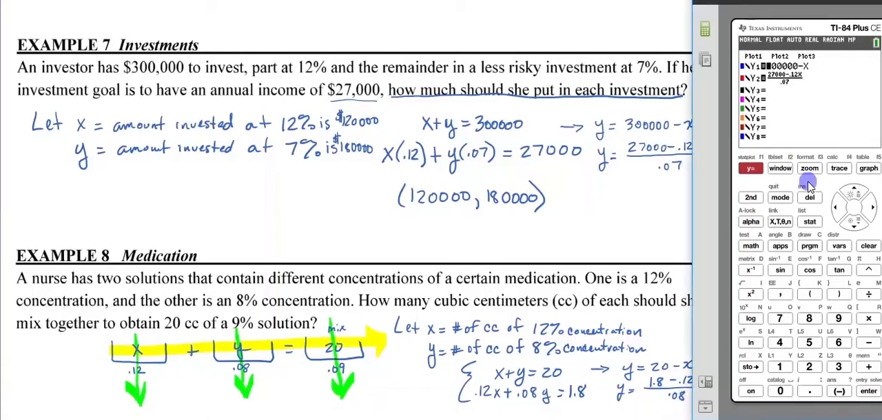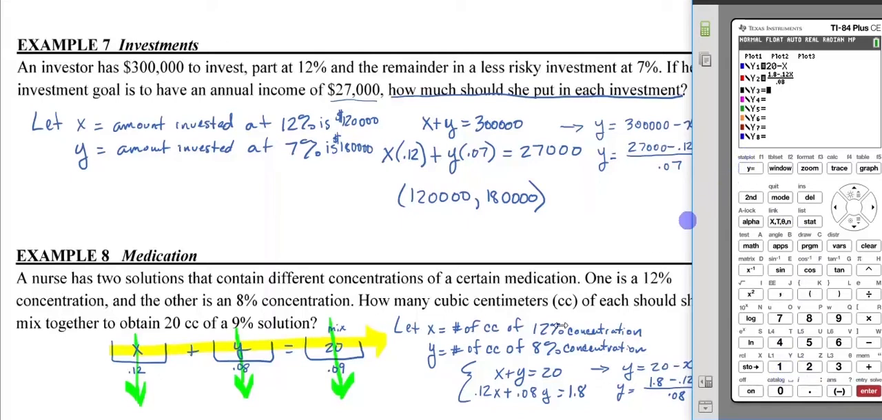All right, go to y equals and put those numbers in. 20 minus x, and here, let's clear that out, clear alpha y equals, to get your fraction menu if you want to do that, 1.8 minus 0.12x, and that's over 0.08.